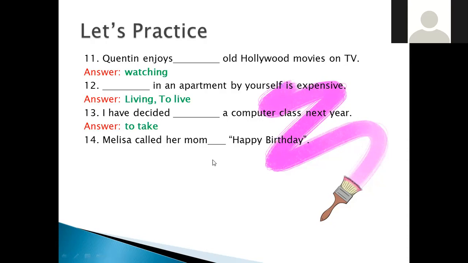To have. Say. Maybe to say. Lisa called her mom to say happy birthday. I called her to say happy birthday.